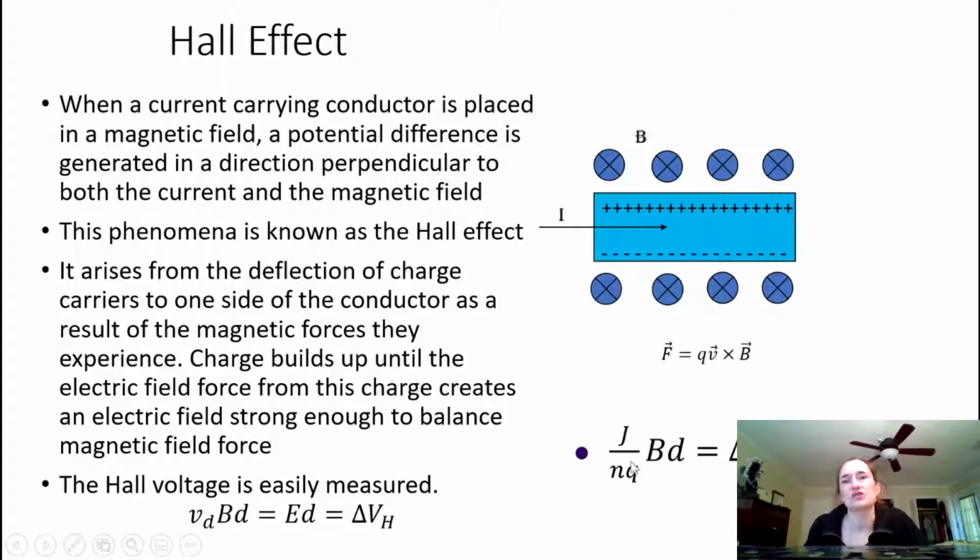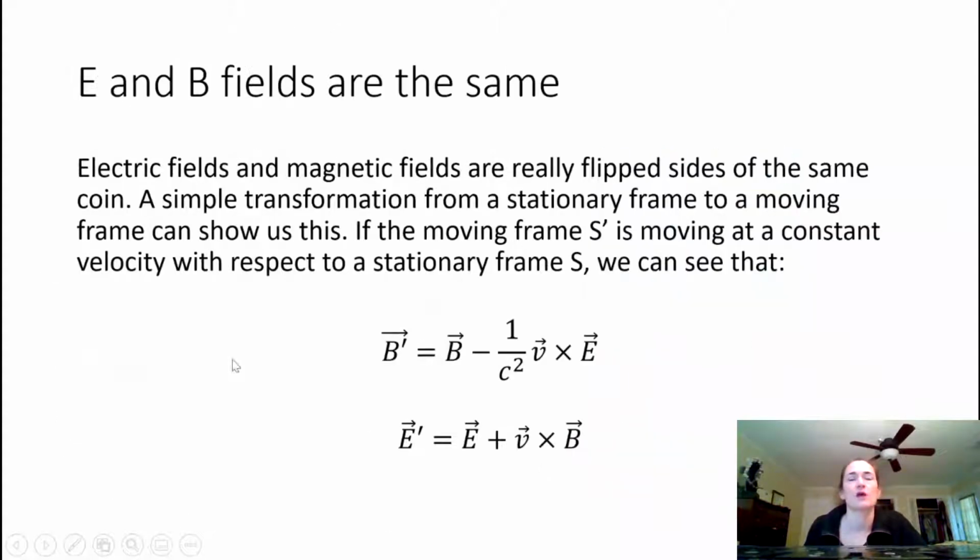You can write that in terms of your current density if you'd like. You can write your drift velocity in terms of your current density, and that's J over nQ times Bd is equal to your Hall voltage. Remember, J is the current per unit cross-sectional area, n is the density of charge carriers in your material, or the number of charge carriers per unit volume, and Q is the charge of a single charge carrier. So that's your Hall effect.